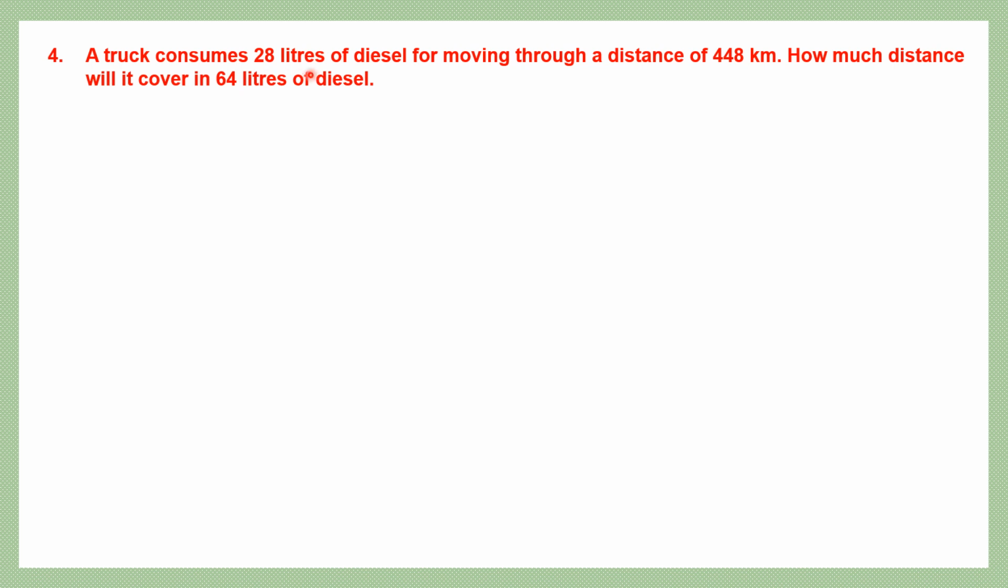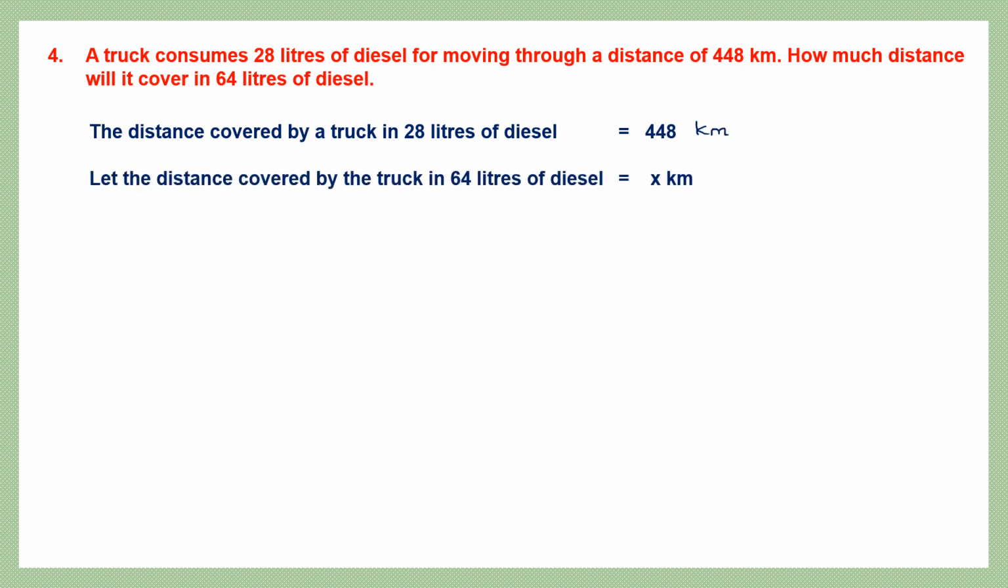Question 4. A truck consumes 28 liters of diesel for moving through a distance of 448 kilometers. How much distance will it cover in 64 liters of diesel? So when it used 28 liters of diesel, the truck covered a distance of 448 kilometers. Now if we increase the diesel, that is make it 64 liters, definitely the distance also will increase, isn't it? So this is direct variation. Let's begin by saying the distance covered by truck in 28 liters of diesel is 448 kilometers. So the distance covered by the truck in 64 liters of diesel will be x kilometers.